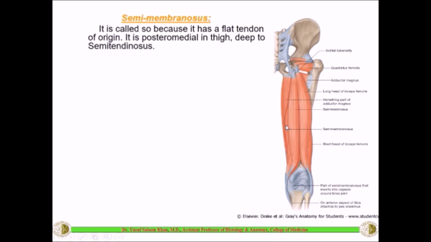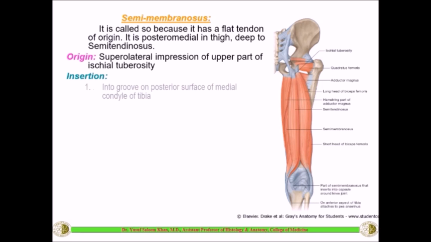It looks like a membrane, and it is posterior medial in the thigh, as well as deep to the semitendinosus. This is the semitendinosus, and deep to that will be the semimembranosus. The origin of this muscle, as I said before, will be from the ischial tuberosity, but the superior lateral part of the ischial tuberosity.